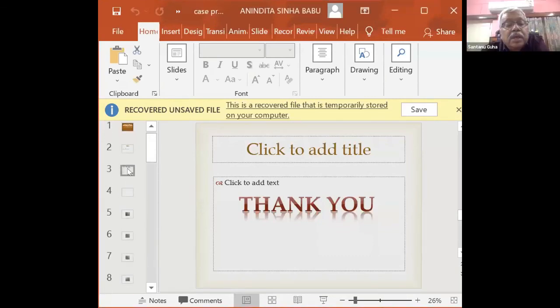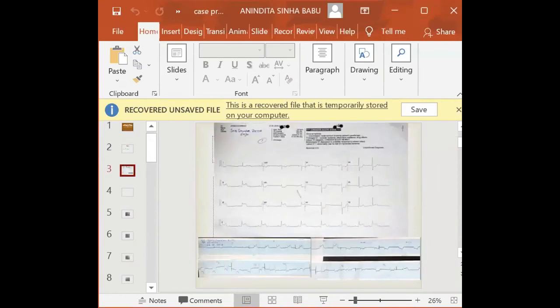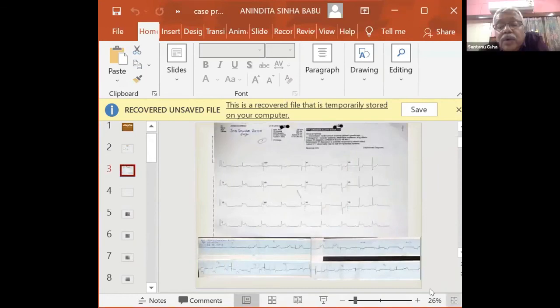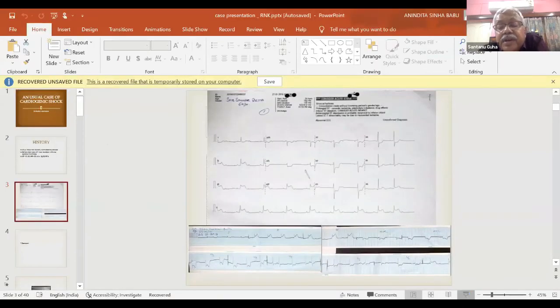Shuchit, sir, have a look at the ECG. Make it full screen.